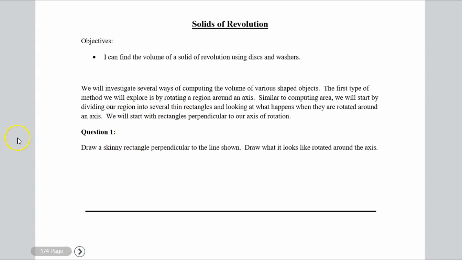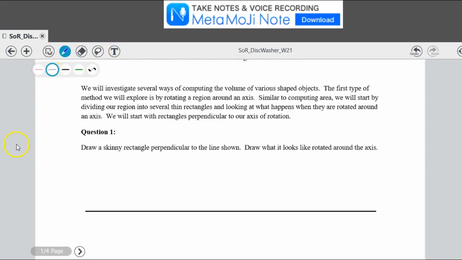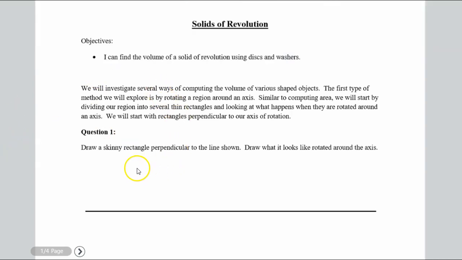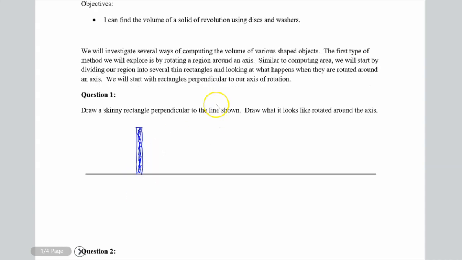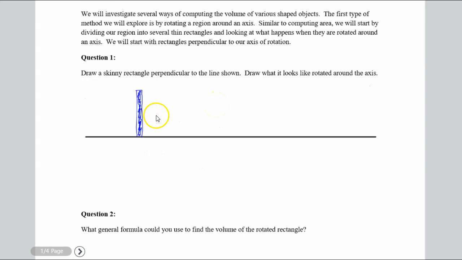So let me grab my pen here. Alright, so we're going to come in and do something like this, just a skinny rectangle, something like that. You can shade it in if you want. But that's what we're looking at, and we're going to rotate it around this axis. So when I rotate it, what's going to happen? This will come down here and get rotated right around that axis.